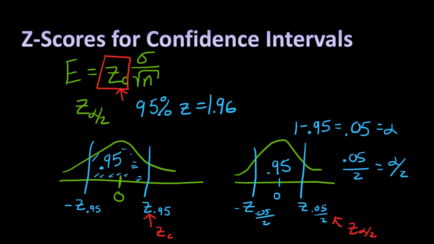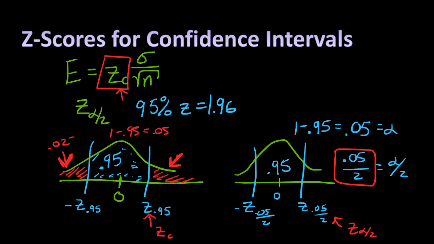Now, how do I find these z values? To find them, I need to think about the area in the tails. In particular, I'm going to focus on the area in this tail, but the area in both tails is the same because this is a symmetric distribution. So how much area is in this tail? The leftover area is 1 minus 0.95, which is 0.05, and we have two tails, so I need to divide it by 2. So there's 0.025 in each tail.